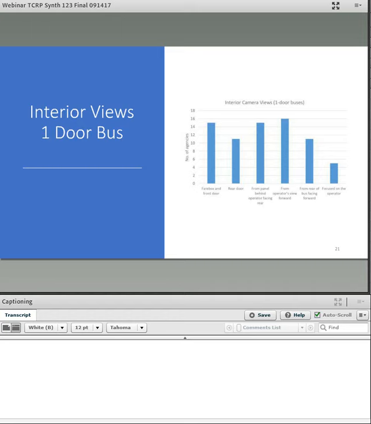They were from the operator's view forward, the fare box and the front door, the rear door, but not every bus had a rear door, from the rear of the bus facing forward, and then 5 of the agencies actually had them focused on the bus operator.